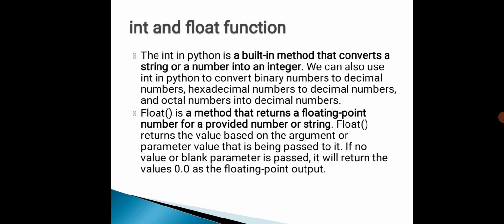The float() function is a method that returns a floating point number for a provided number or string. It returns the value based on the argument or parameter value that is being passed to it. If no value or blank parameter is passed, it will return the value 0.0 as floating point output.